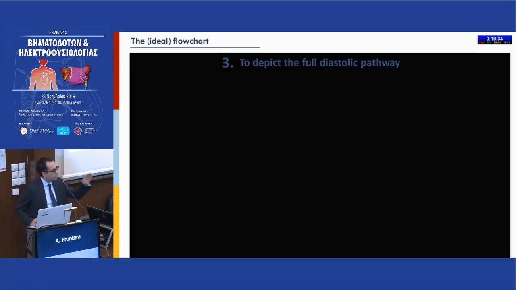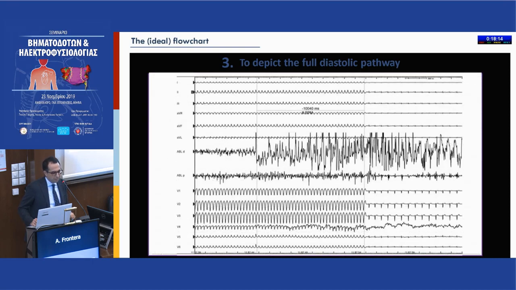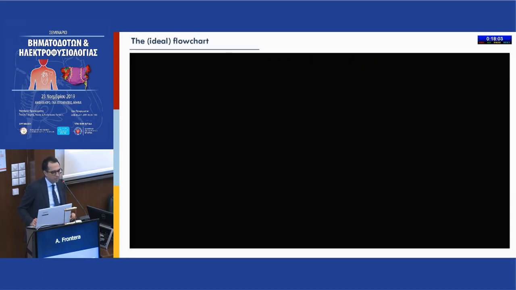And so we usually place our PentaRay catheter, the multi-spline multi-electrode tool, because we want to depict the full diastolic pathway, like in this case. You see on the left panel the entrance and the isthmus, and on the right panel you have the exit site of the VT circuit. And then you place your ablation catheter on this area, and you see in 10 seconds, you interrupt the VT circuit, and you have the sinus rhythm restoration.